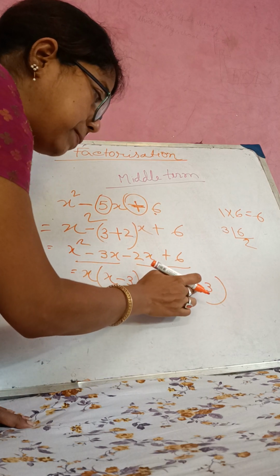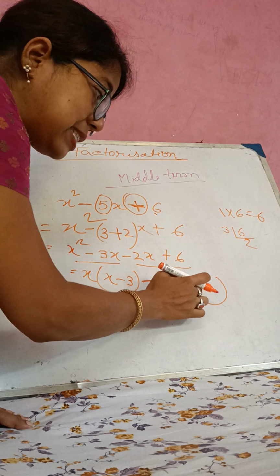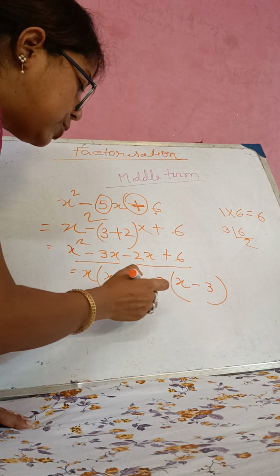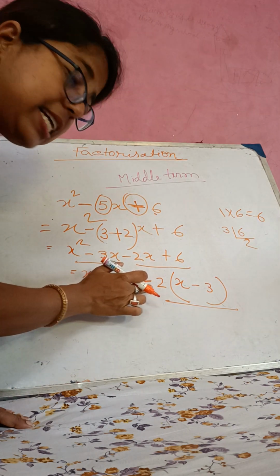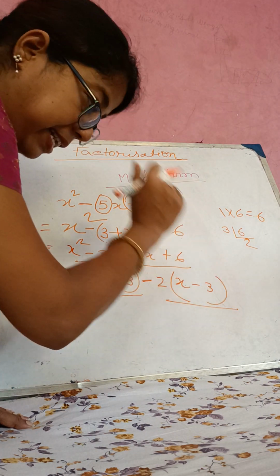So now tell me what will be this sign. Here is plus. If I take minus, then minus a plus, so I have to keep minus here. So now I get two terms. Middle minus, this side x into x minus 3, this side 2 into x minus 3.